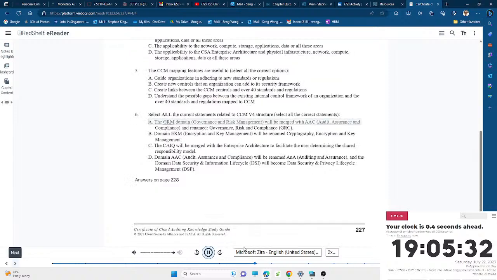A. The GRM domain, governance and risk management, will be merged with AAC, audit, assurance and compliance, and renamed governance, risk and compliance, GRC. B. Domain EKM, encryption and key management, will be renamed cryptography, encryption and key management. C. The CAIQ will be merged with the enterprise architecture to facilitate the user determining the shared responsibility model. D. Domain AAC, audit, assurance and compliance, will be renamed ANA, auditing and assurance, and the domain data security and information lifecycle, DSI, will become data security and privacy lifecycle management, DSP.